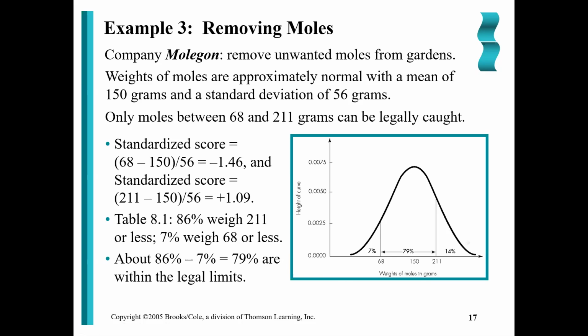Now, if this seems very complicated to you, this is more important for a regular statistics course. But if I gave you a curve that looked like this, and I didn't have the 79% here, but I had something like 7% over here and 14% over here, and asked you what percentage of the mole population can be legally caught according to this, you'd say 79%. How would you know that? Because 7% to the left and 14% to the right adds up to 21%. And we know 100% is underneath the curve. So 100 minus 21 is 79. Okay?